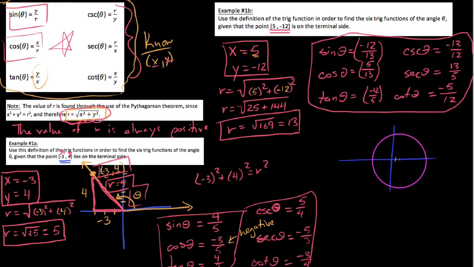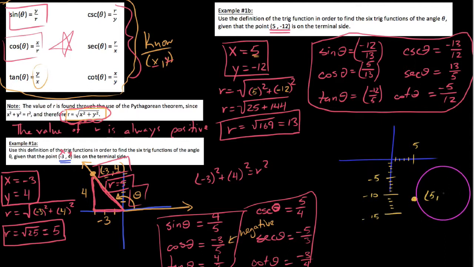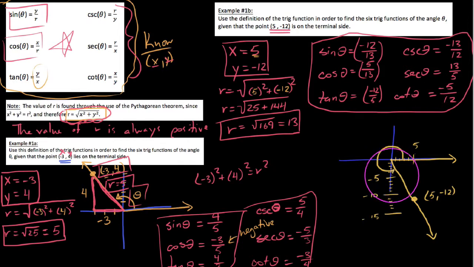So that would be something like this: 1, 2, 3, 4, 5, 2, 3, 4, 5. 1, 2, 3, 4, 10, negative 15. Okay, so negative 10, negative 5, and this is our 5 up here, just to show you the scale. But we say this point right here, which is, oops, 5, negative 12, which would be right 5 down 12, not down 15. We say this is the point that is on the terminal side of our angle. So what does our angle look like here? Well, we say this is an angle in standard position, and as a matter of fact, we'd say this angle is going to be assumed to be rotating clockwise or counterclockwise, positive in nature.